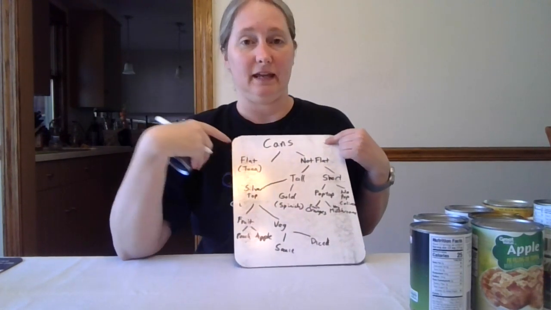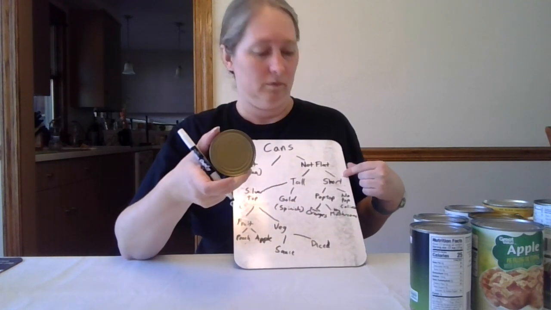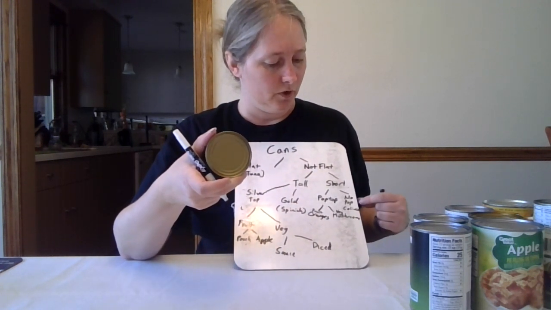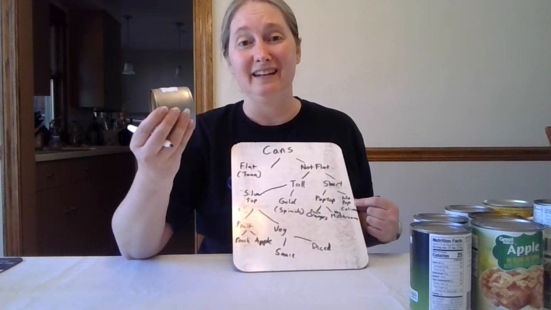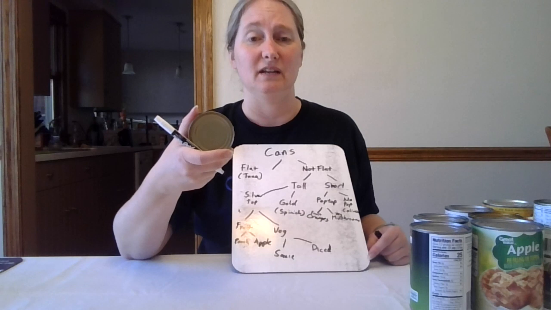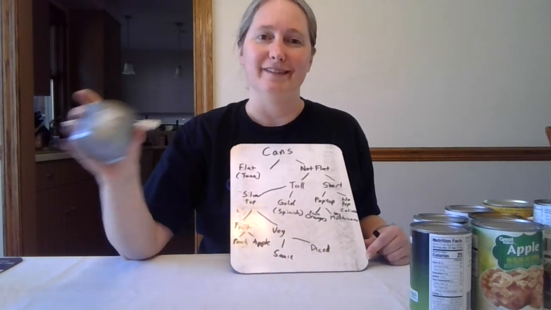I could do the same thing with this can that lost its label as well. So it's not a flat can, but it's short with no pop top. So that one would be olives. It's kind of a neat and handy way to use the properties of things in order to figure out other things. So that's what a dichotomous key is.